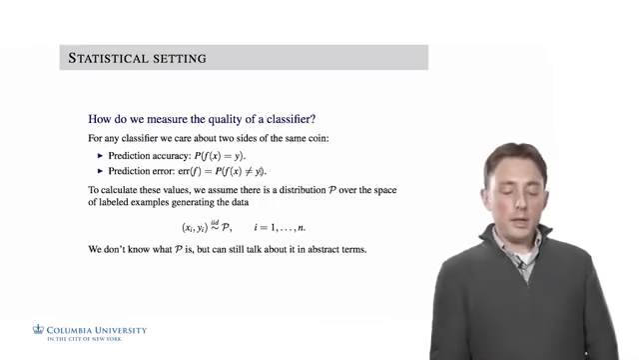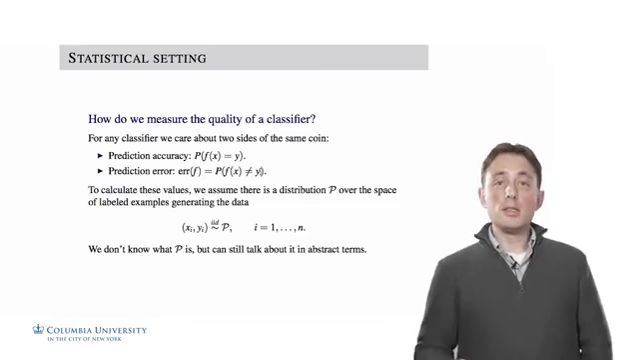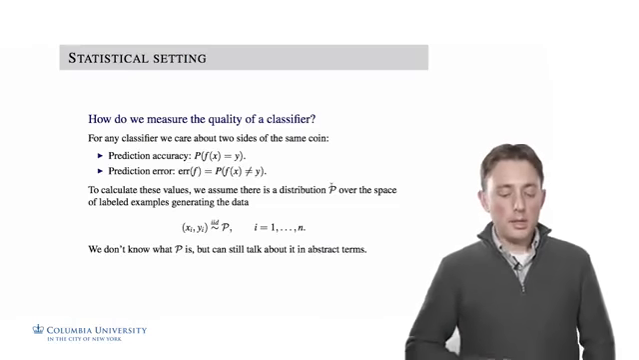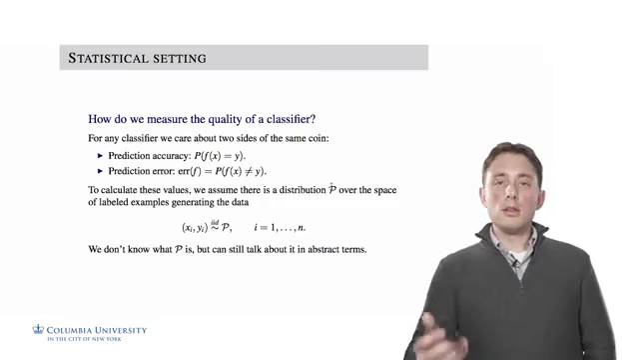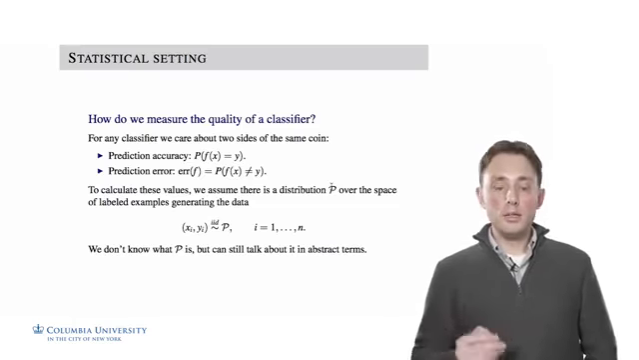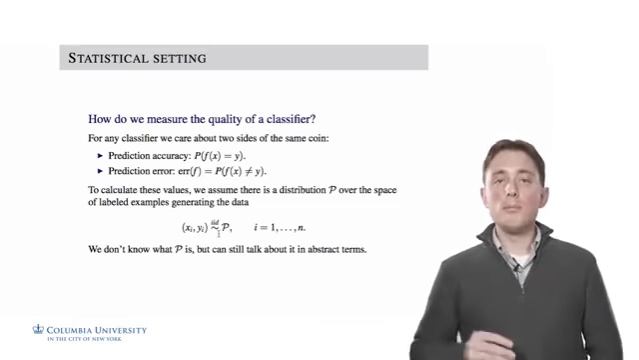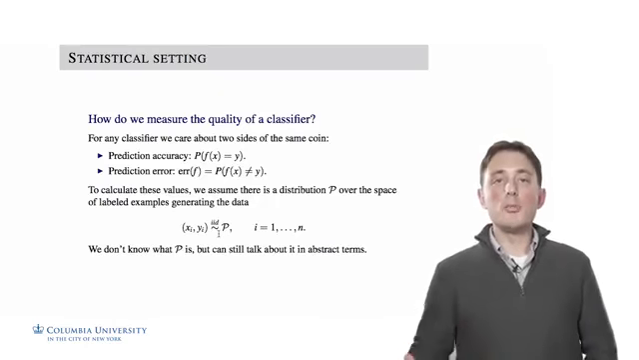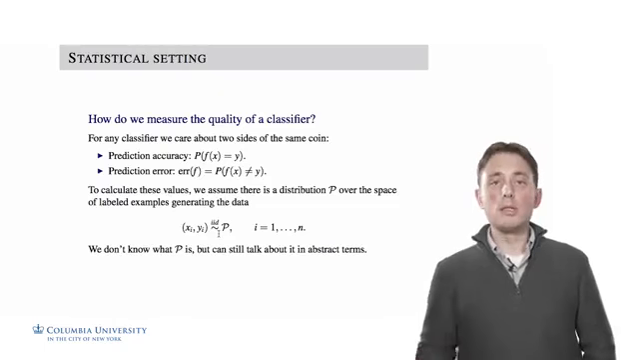But before we can calculate these probabilities, we're making a statistical assumption. We're going to assume that there's some distribution P underlying our data set. And what this means is that the labeled examples that are coming to us under our assumption are going to be IID, independent and identically distributed, according to some underlying ground truth distribution that nature provides, but we don't necessarily get to see.